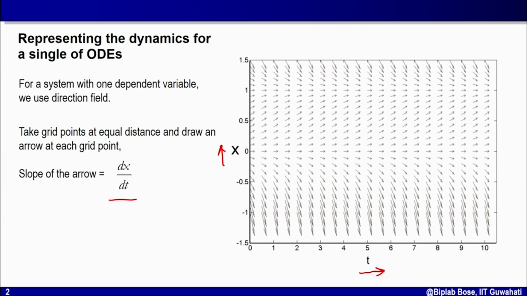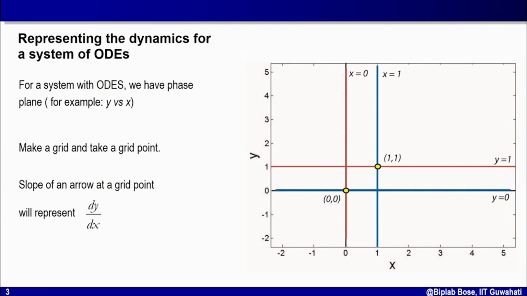Now, if I have a system of ODEs, that means I have more than one ODE because I have more than one dependent variable. Then how can I represent the dynamics of the system, the dynamics of the dependent variables with respect to time, in a two-dimensional space? That's what we will discuss today. And what we will use is a phase plane.